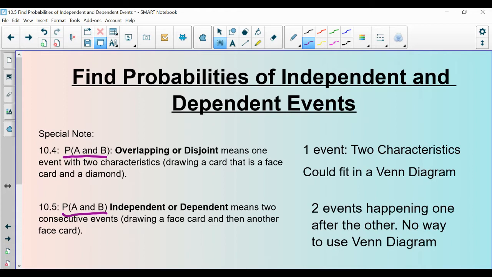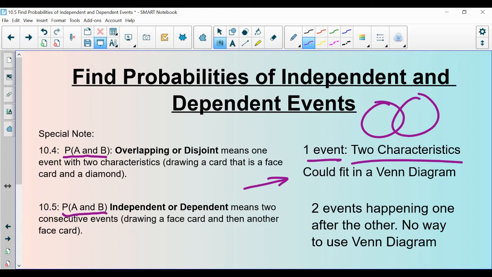And like I said, you guys are going to be responsible for deciding which question I'm asking based on the context. Some helpful things to remember is just that 10.4 is going to be one event and two characteristics within that one event: drawing one card, selecting one car from a parking lot, things like that. These could fit into a Venn diagram. So if you were thinking, could it fit into a Venn diagram or not, given the context, this would look like drawing a card that is a face card here, and then drawing a diamond. And then some of them are face cards and diamonds. That's that overlap.